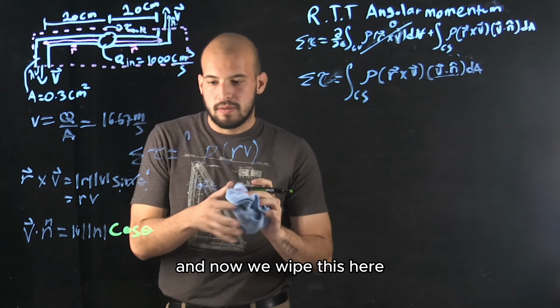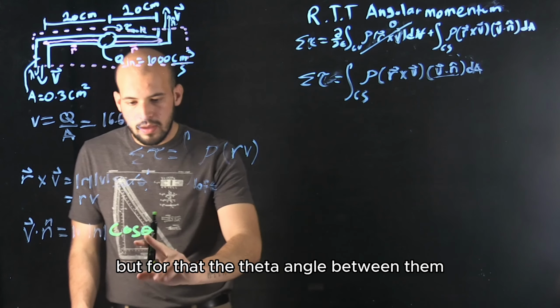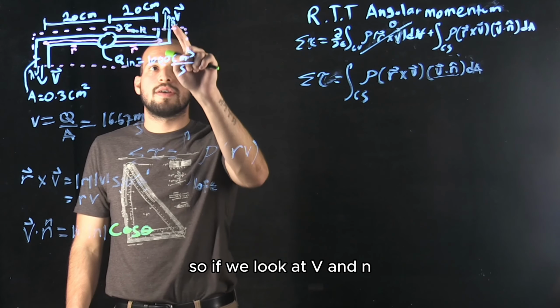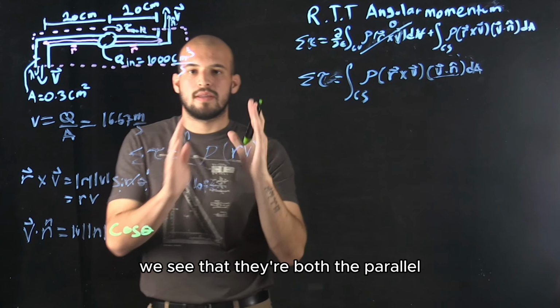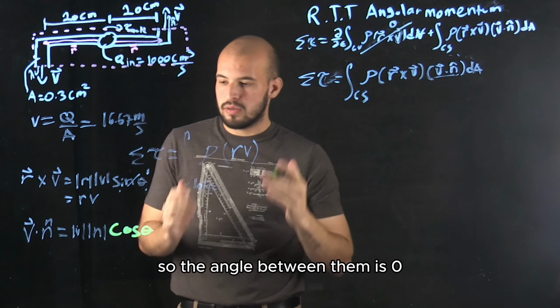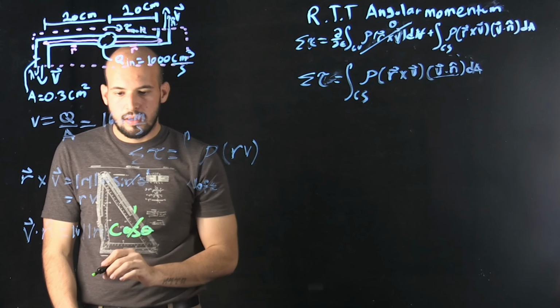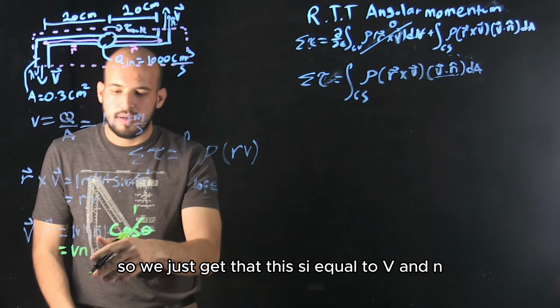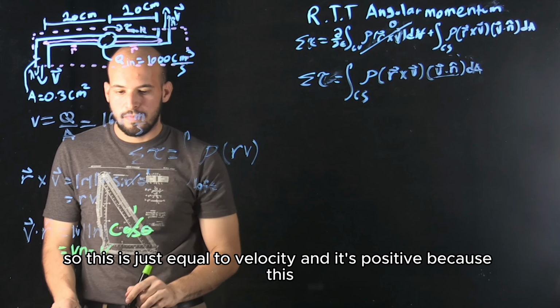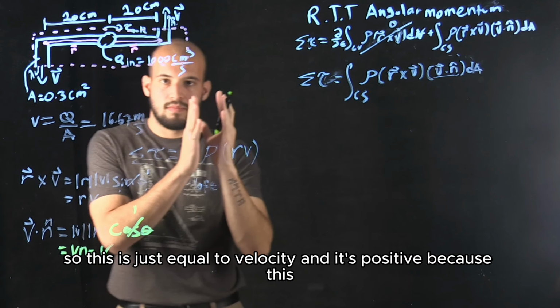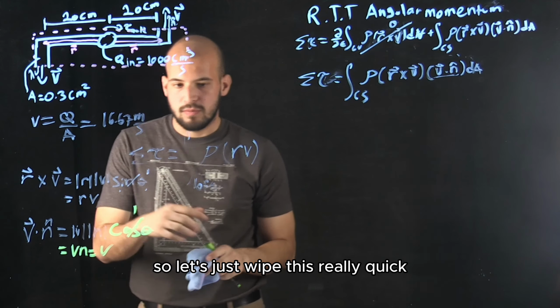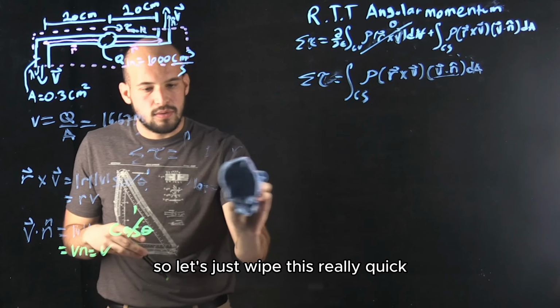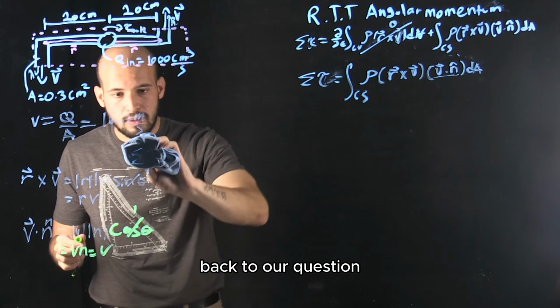And I'll rewrite this here. But before that, the theta, the angle between them. If we look at v and n, we see that they're parallel, so the angle between them is 0. Cosine of 0 goes to 1. So this is equal to Vn, but n is 1, so it's just equal to velocity. And it's positive because they're facing the same way. Perfect. So let's rewrite this really quick. We'll get back to our question.